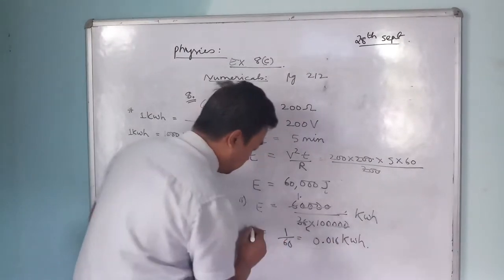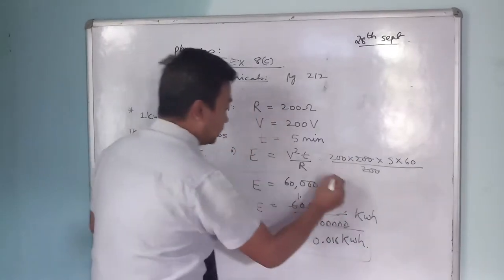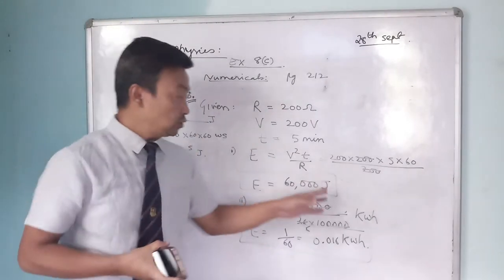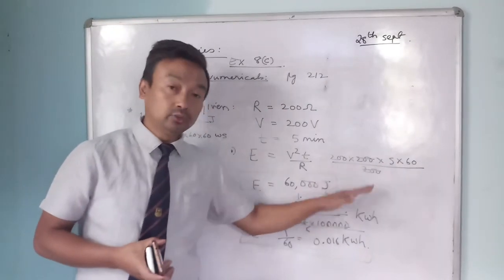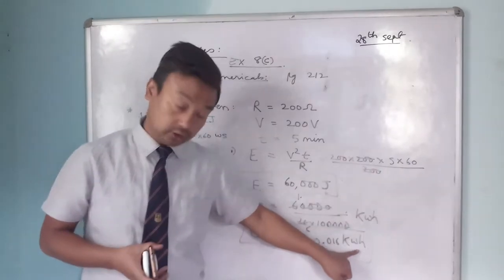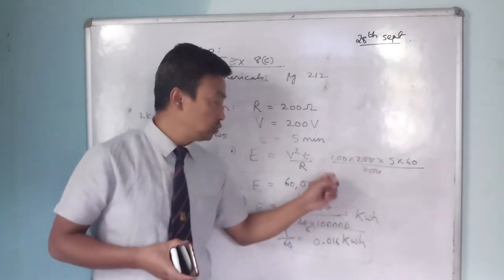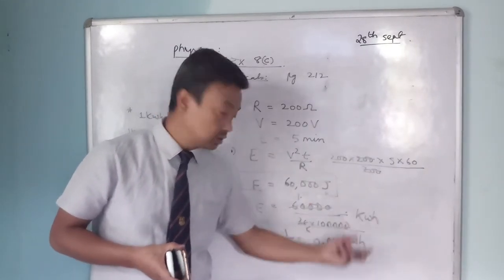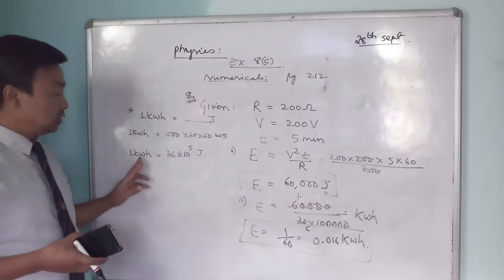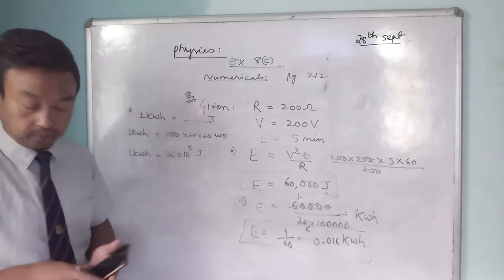kilowatt hour. So look at this. Both are the energy that we have found in this case. The first one is in joule, that is the SI unit of energy. The second one we have found in the commercial unit, that is kilowatt hour. In order to convert joule into kilowatt hour or vice versa, you have to know this relation: 1 kilowatt hour is equal to 36 into 10 to the power 5 joule.